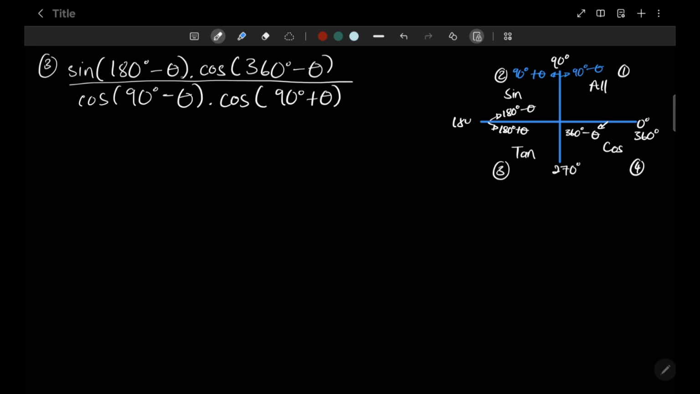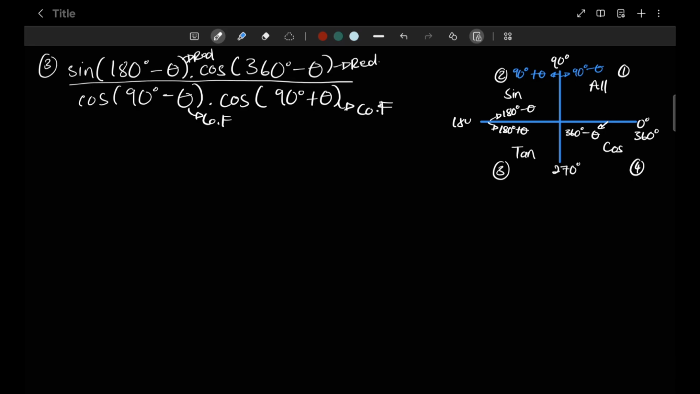So we have sine 180 degrees minus theta. This is a reduction. Let's write RED. 360 degrees minus theta. This is also a reduction. Cos 90 degrees minus theta. This is a cofunction. And lastly, cos 90 degrees plus theta. This is also a cofunction. So we have the reduction formula in the numerator, and cofunctions in the denominator.